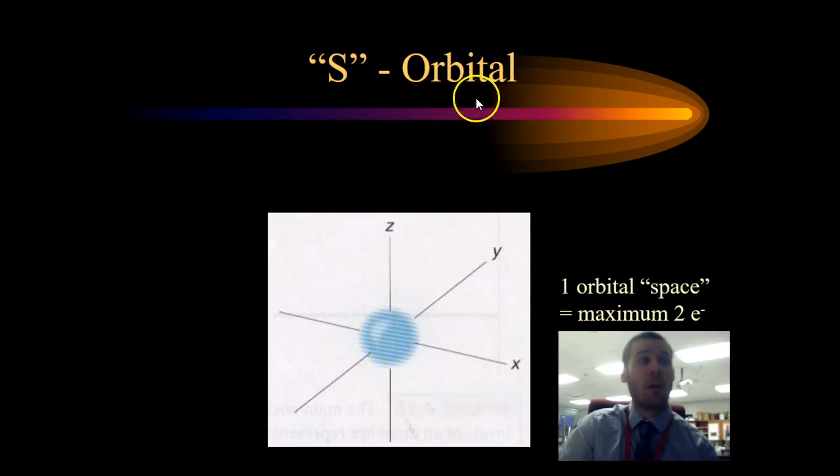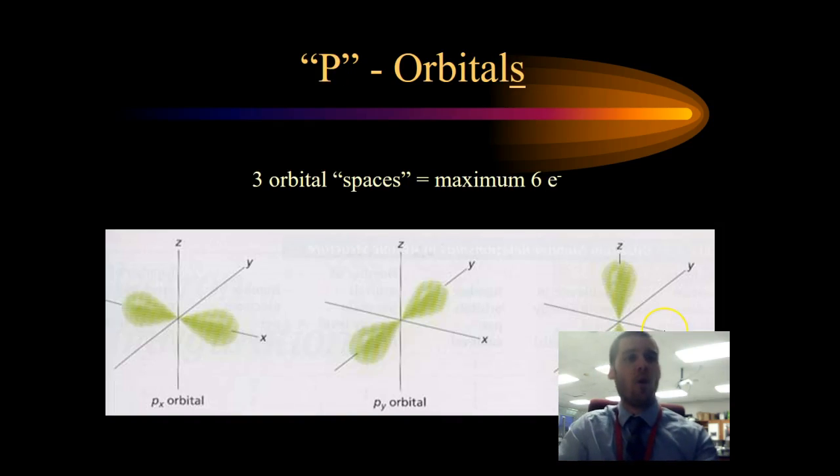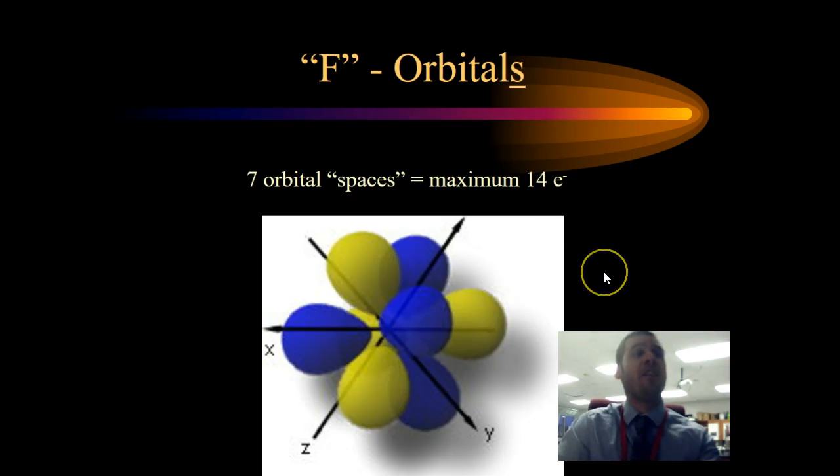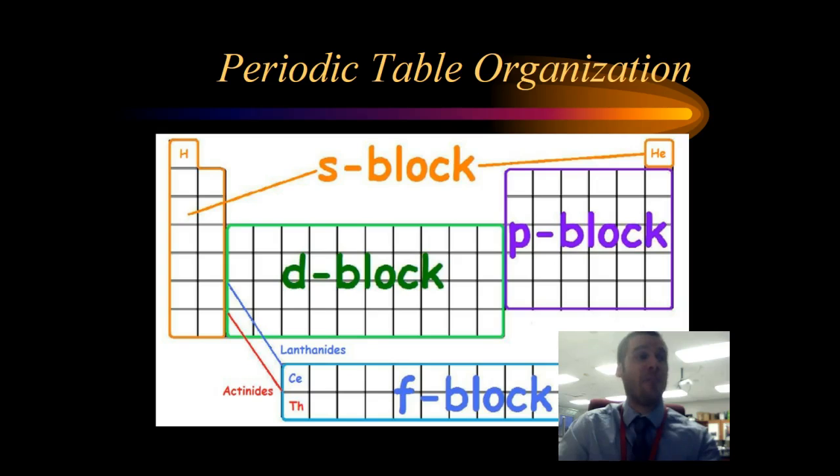The first orbital that we're going to be focusing on today is the s orbital. You need to know that the s orbital, this region of space, can hold up to, or have a maximum amount of, 2 electrons. The p orbital can hold up to 6 electrons, the d orbital 10 electrons, and the f orbital 14 electrons. So the thing that you really need to know is that the s orbital can hold 2 electrons, p 6, d 10, f 14.